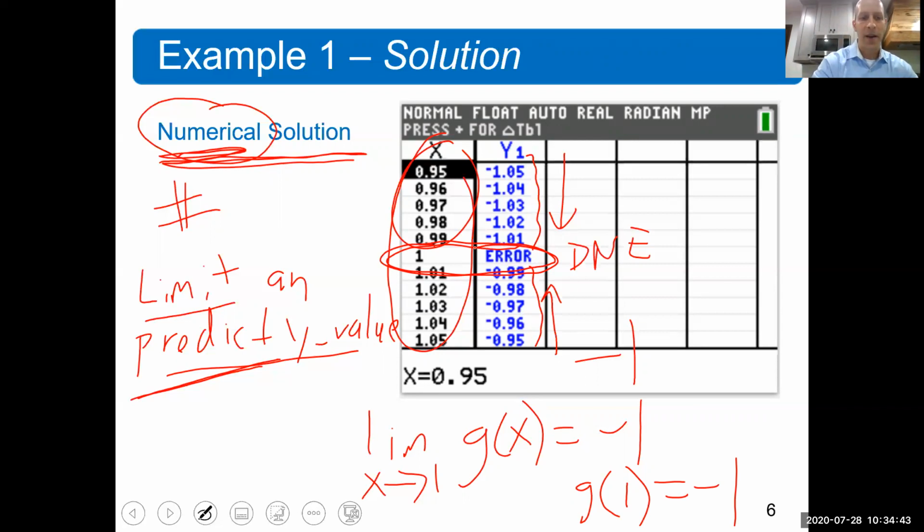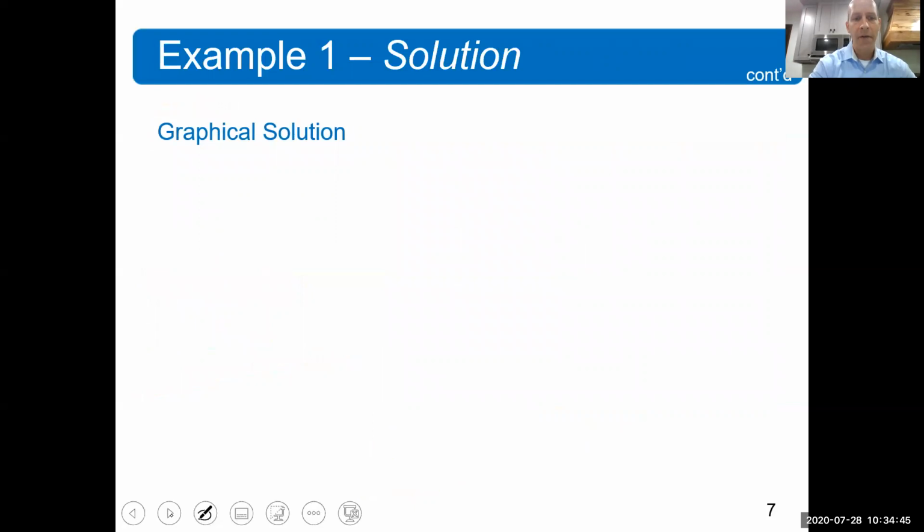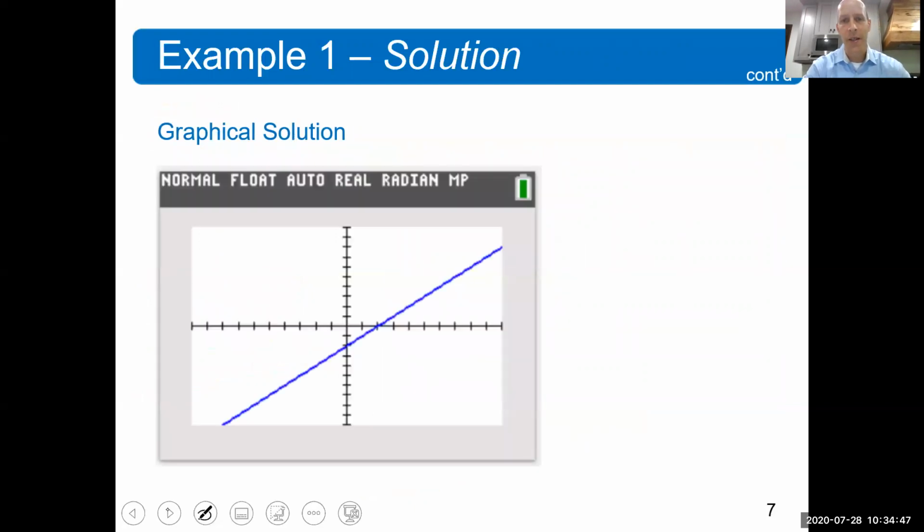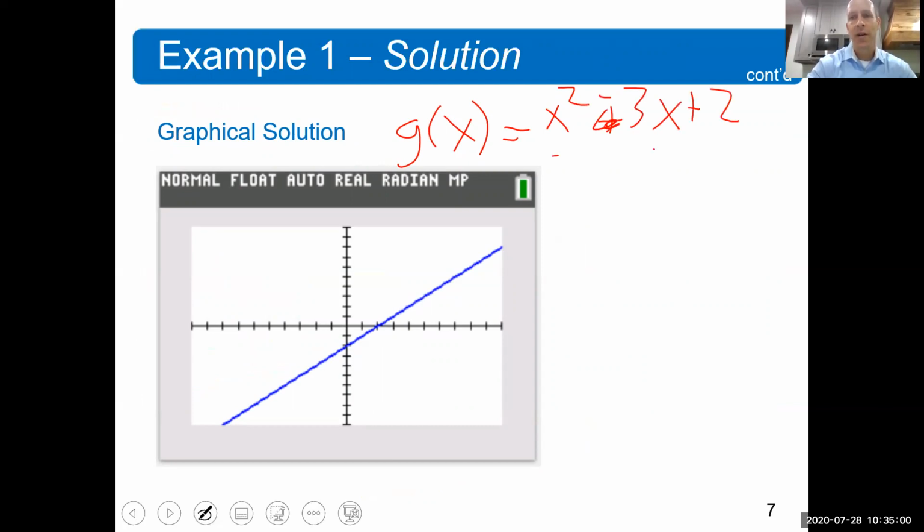So this was the numeric method. Here's a graphical solution. This is probably the easiest way to do it. If you were to graph this function, by the way, this is g of x, and remember, g of x was, I think, x squared minus 3x plus 2 over x minus 1. If you were to graph this in your graphing calculator, going from -10 to 10, it'll look linear. And I'll explain more in our next lesson why that is.